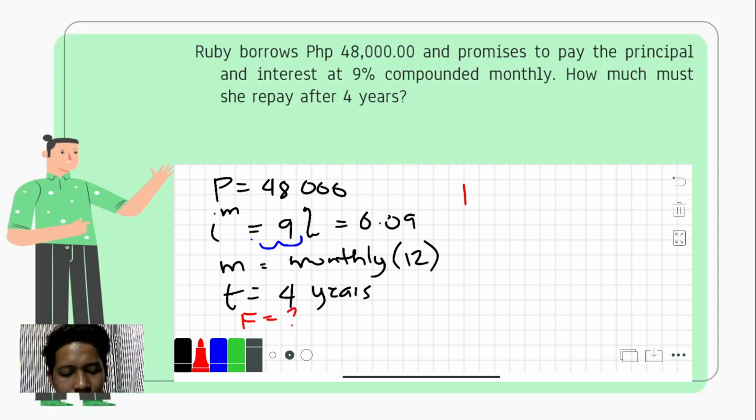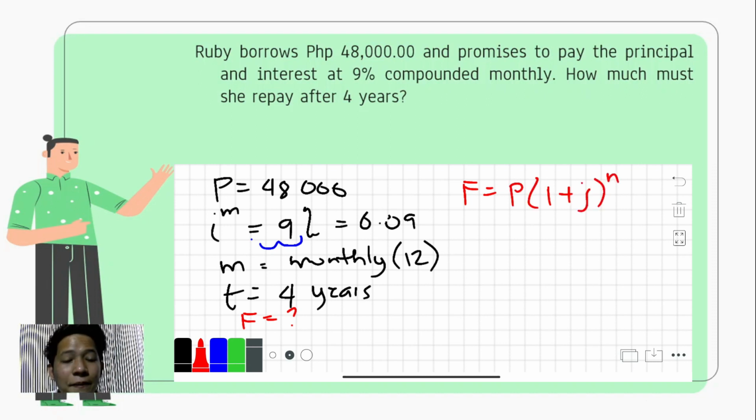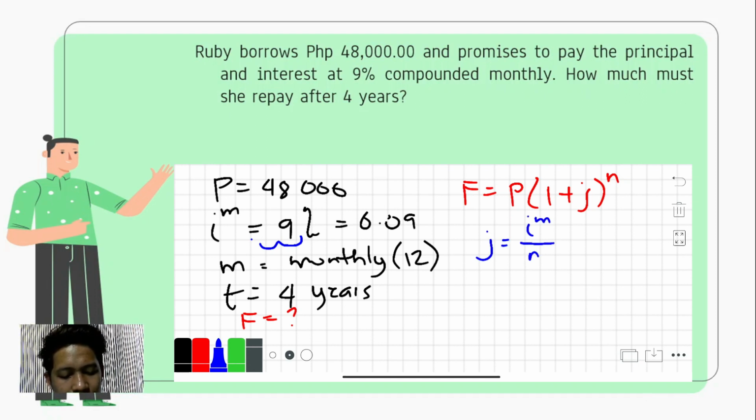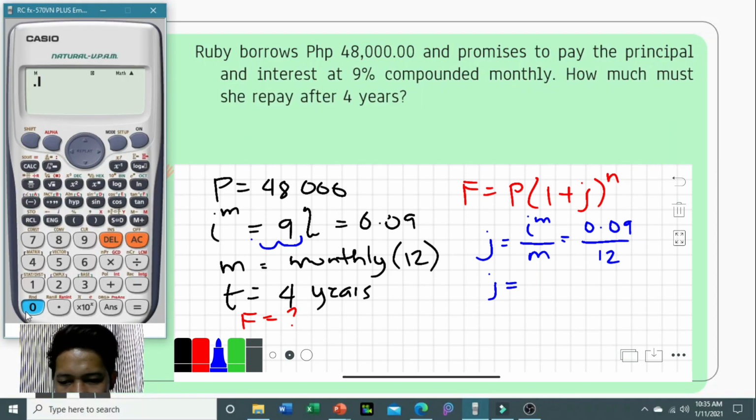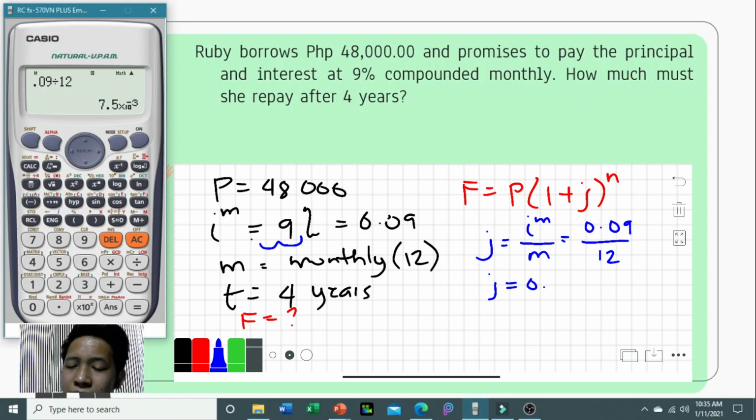So, we have F equals P times 1 plus J raised to N. Okay po? But since wala pa tayong J at N, computin muna natin si J. So, J is equal to the nominal rate divided by the frequency of conversion. So, we have our nominal rate, which is 0.09, divided by our frequency of conversion, 12. So, the value of J, using our calculator, is 0.09 divided by 12. That is 7.5 times 10 raised to negative 3, that is 0.0075.